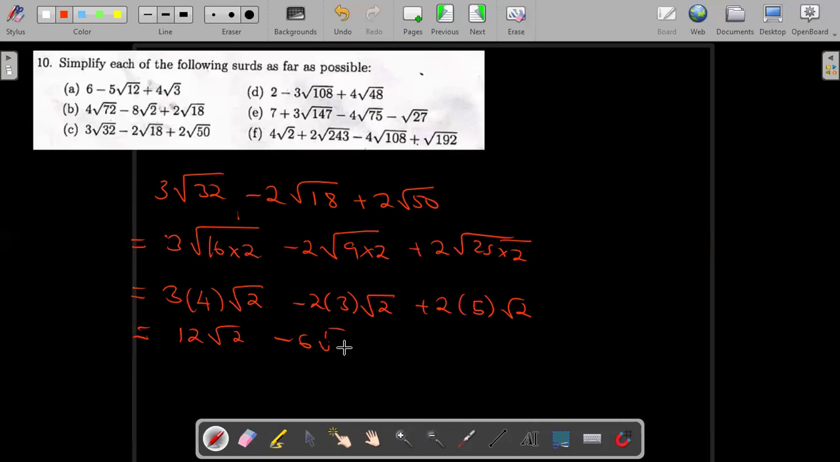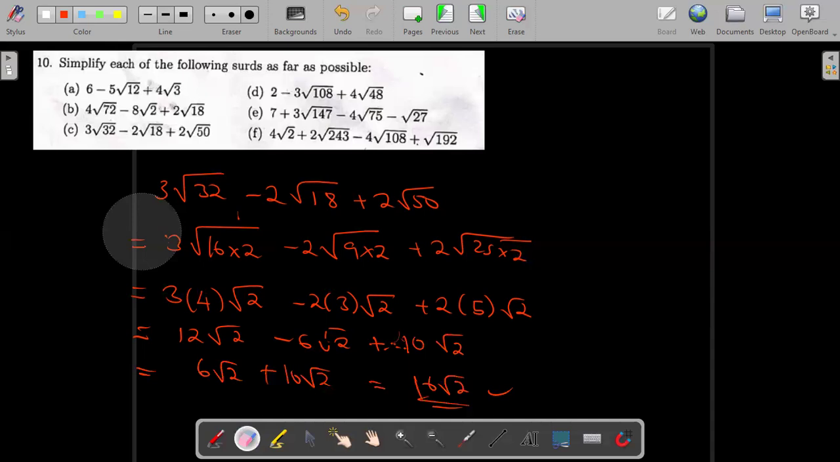So minus 6 square root of 2. Then I have plus 10 square root of 2. And this here is going to give me, so I subtract that and add the 10, so when I subtract, I get 6 root 2. Then I have plus 10 root 2, and this just gives me 16 root 2. And that's how I simplify this to its furthest.